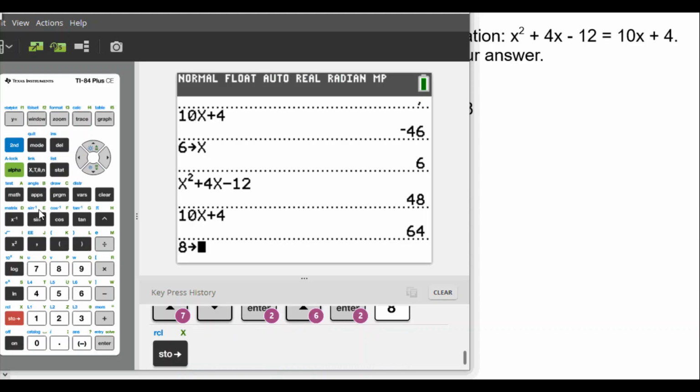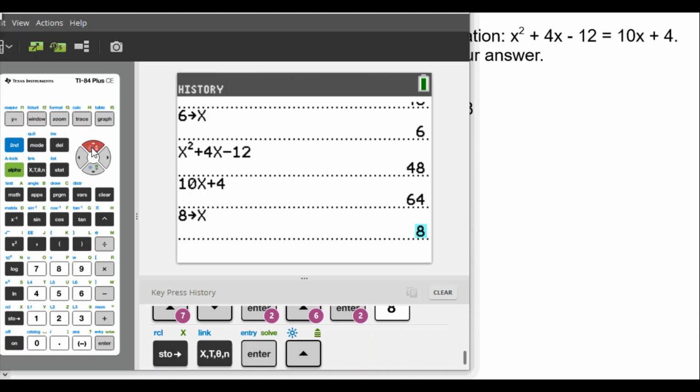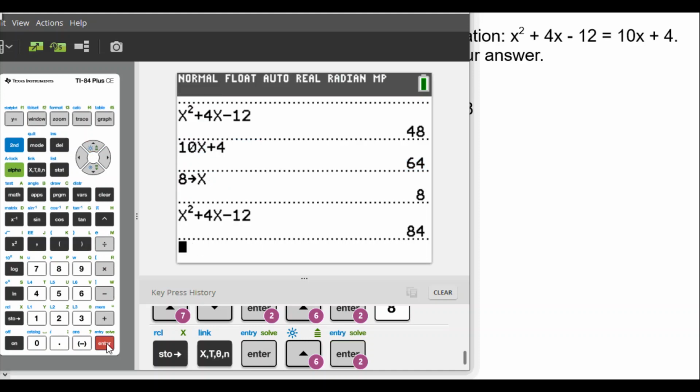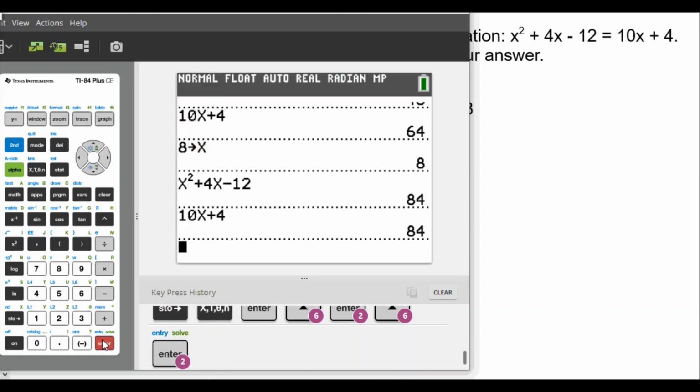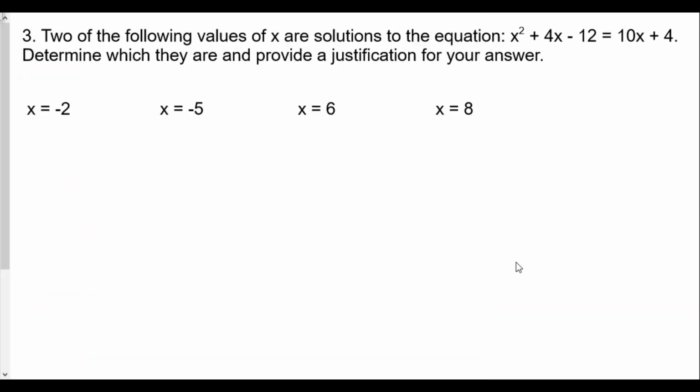So the last one should be it, and that was 8. We're going to store 8 for x. To check in this case, we'll have x squared plus 4x minus 12. Enter: 84. And let's plug into 10x plus 4, which I think should be the same thing. It is. Great. So we find that the two values that work out are -2 and 8. We see that works out fine.